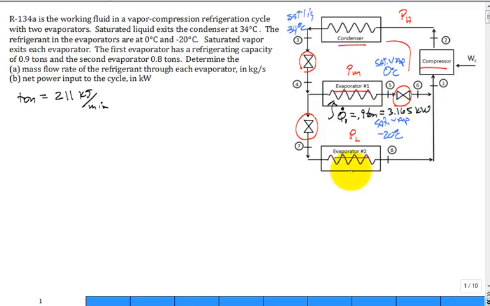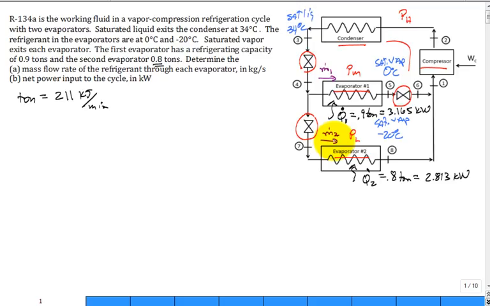kilowatts. And then what comes in to the refrigerant in the second evaporator is 0.8 ton, which when we convert it is 2.813 kilowatts. Now, for part A, they ask, what is the mass flow rate of the refrigerant flowing through each evaporator? So we have an m dot 1 going through the first evaporator and an m dot 2 going through the second evaporator.